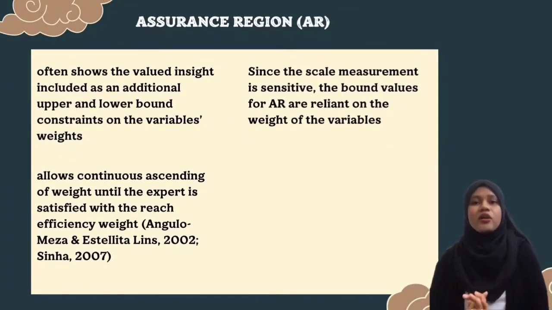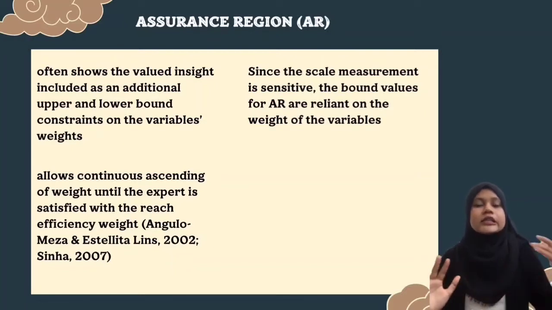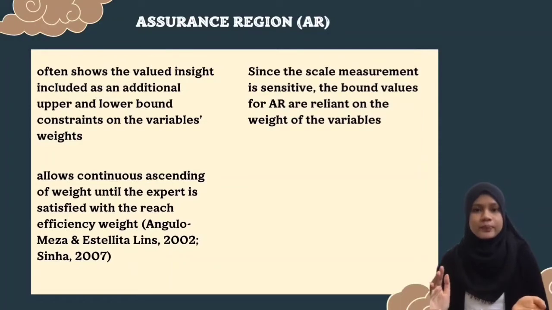Assurance Region, or AR, often shows the value included as an additional upper and lower bound constraint on the variable's weight. AR is also called weight restriction as it minimizes the flexibility of the weight. This method is different from the basic model, since the basic model has no weight restriction and the weight can be any value, and as a result it led to poor discrimination power. Besides that, based on the research paper of Angulo-Meza and Lins, AR also allows continuous ascending of weight until the aspect is satisfied with the reached efficiency weight. Since the scale of measurement is sensitive, the bound values for AR are reliant on the weight of the variables.